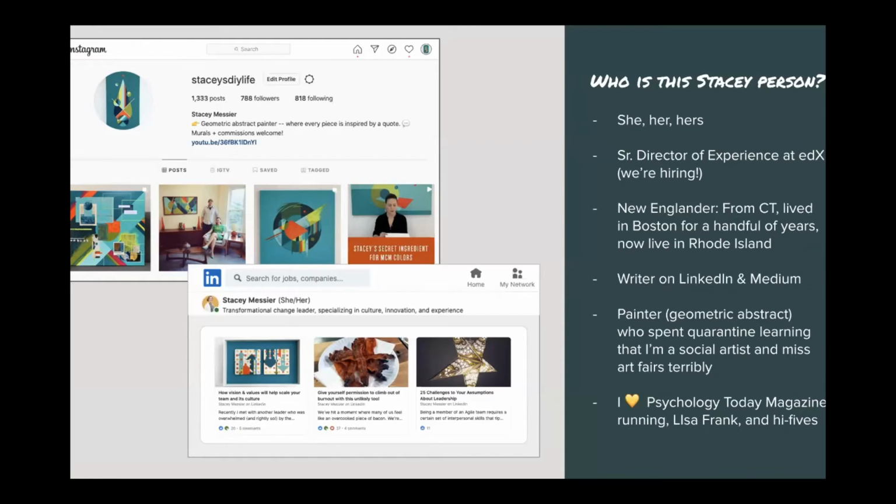And then finally, I'm a huge lover of Psychology Today magazine. I read all kinds of weird nonfiction stuff in my spare time. I'm a runner. I love Lisa Frank and still try to dress like all of her art. And I adore high fives.